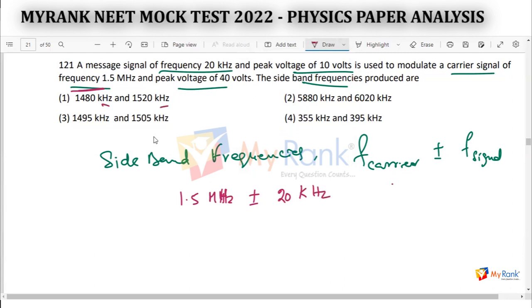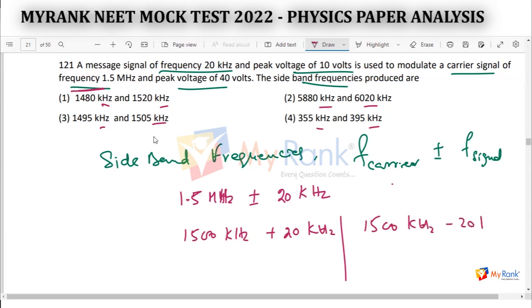All the options are given in kilohertz, students, so that's why it is better to convert into kilohertz. So 1.5 megahertz means 1500 kilohertz plus 20 kilohertz. This is one value, and another value is 1500 kilohertz minus 20 kilohertz. So 1520 and 1480. So first option is the correct one, students. Right? Kilohertz. So first is the correct option.